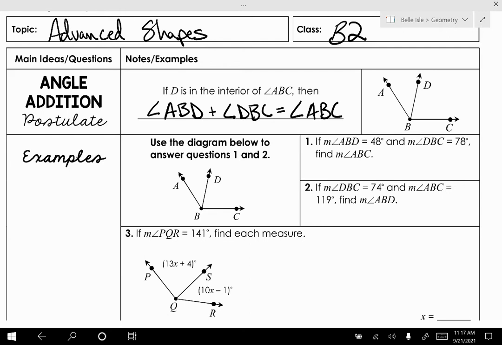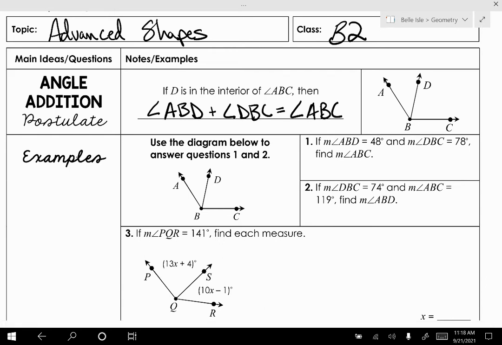So what we're saying, if we look at ABD, that's this over here. You've got angle 1, and then you've got angle 2 right here. The angle addition postulate just says if we do 1 plus 2, it's going to equal the big angle, angle 3. That's all it's stating. So let's look at some examples.